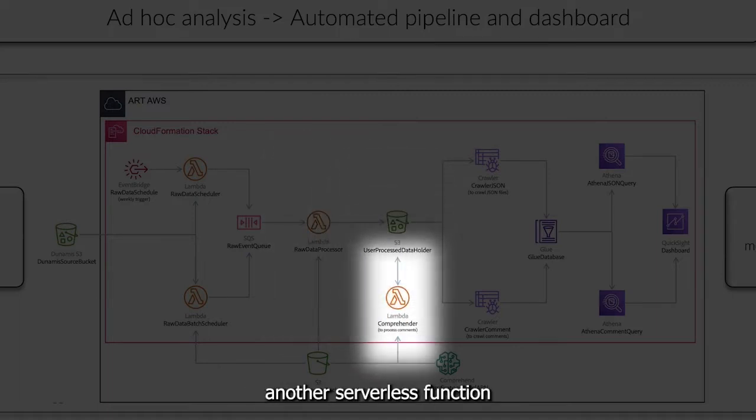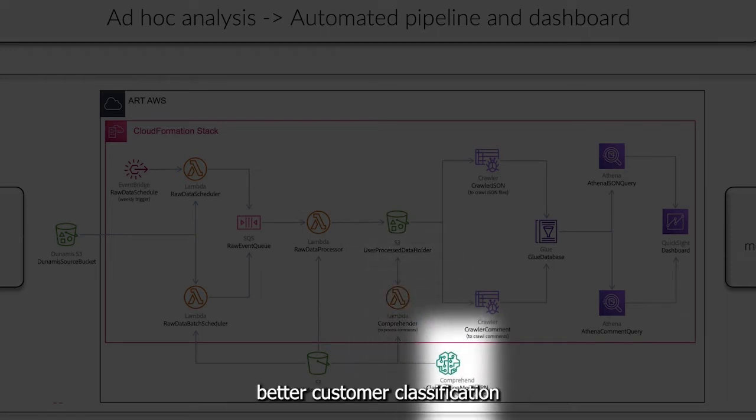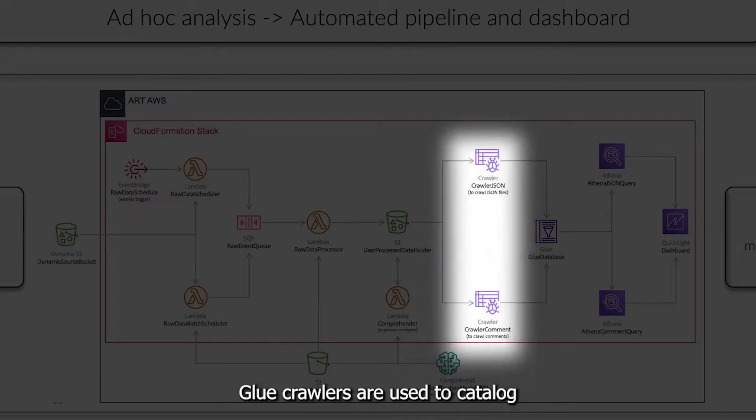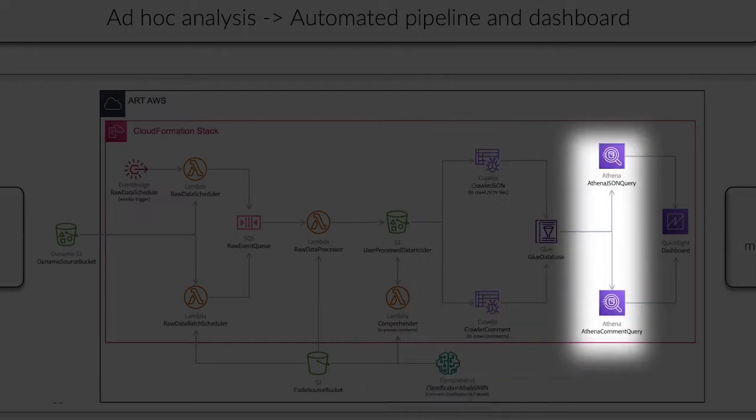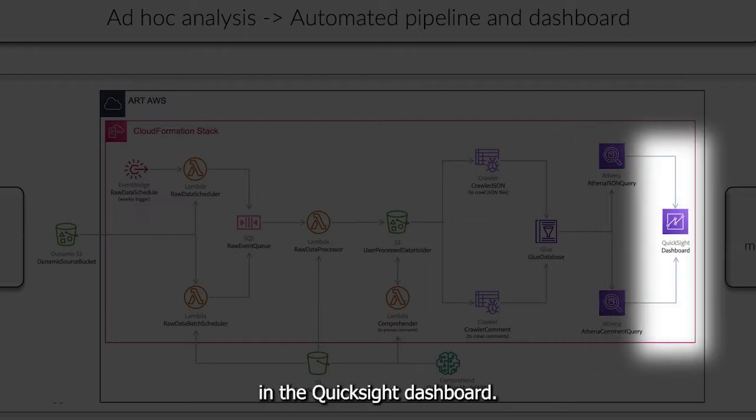Every new file added triggers another serverless function where the comments are translated and categorized with the AWS Comprehend service, where a custom classification NLP model is already trained and stored. Glue crawlers are used to catalog these JSON files and query through Athena. The data is finally shown in the QuickSight dashboard.